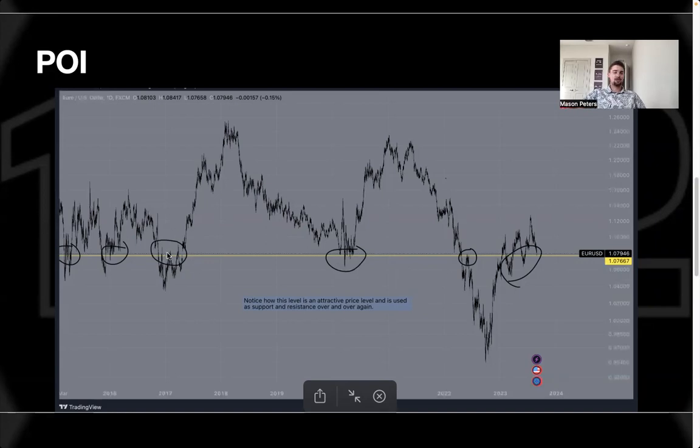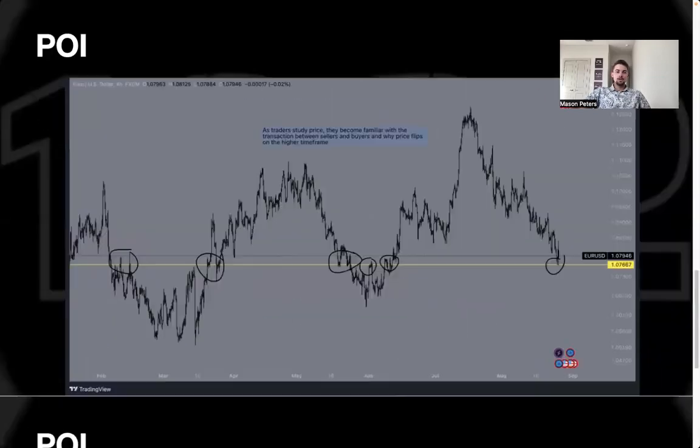We had extreme resistance and support at one point, extreme resistance here at one level. And remember, this is the daily, so this is happening over consecutive days. And then we're currently trading around the same price level right now, October 2023. So as traders study price, they become familiar with the transaction between sellers and buyers and why price flips on the higher time frame. This is that same price level on the 4-hour now.